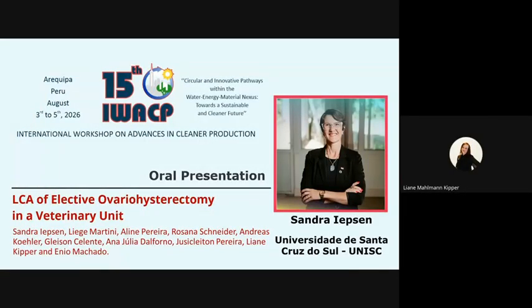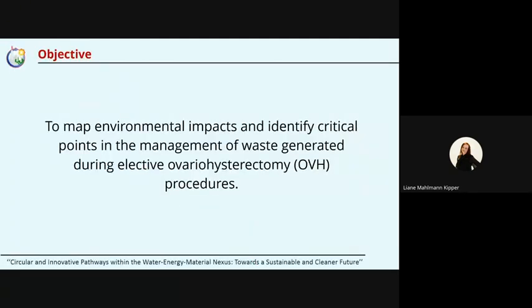Good afternoon, everyone. This work was carried out at the University of Santa Cruz do Sul as part of the doctoral program in environmental technology and is entitled Life Cycle Assessment of Elective Ovariohysterectomy in the Veterinary Unit. The objective of this work was to map environmental impact and identify critical points in the management of waste generated during elective ovariohysterectomy procedures.